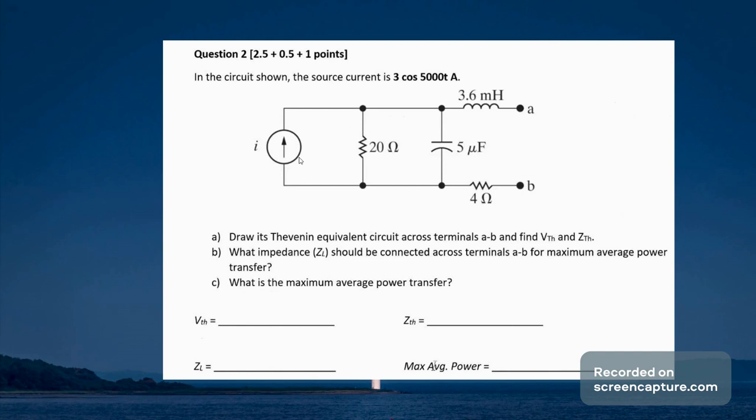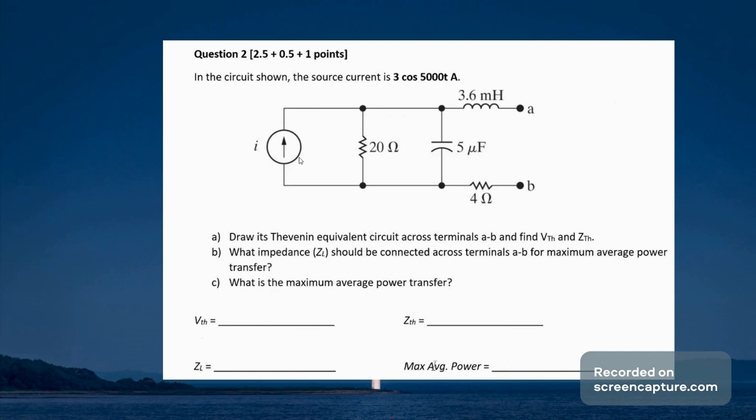Next up, we need to find the maximum average power, which, if you remember, is just the RMS voltage squared over 4 times the resistance. To find the RMS voltage, you just take that 63.6 from your Thevenin equivalent, divide it by root 2, and square it. Then you divide that by 4 times your resistance, which is 20. So 4 times 20 is 80. Divide that, and you get 25.3 watts.